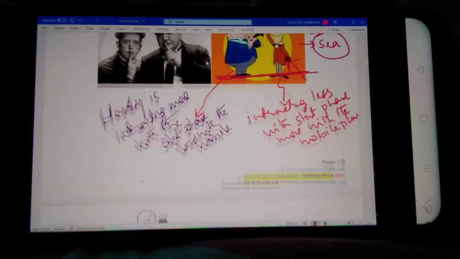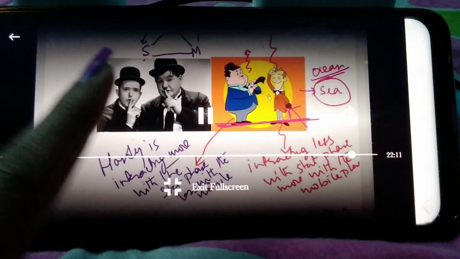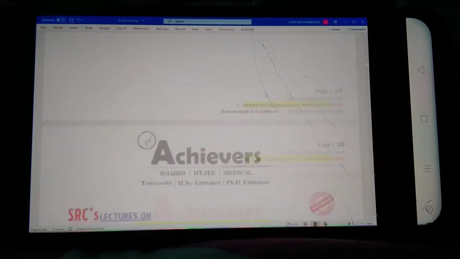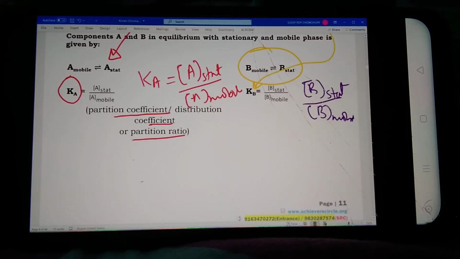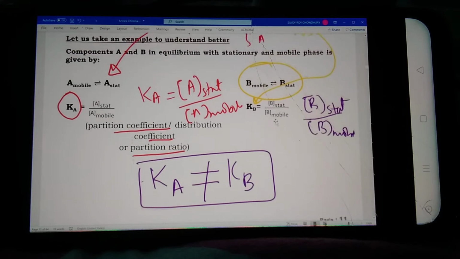That basic understanding is of this differential interaction leading to differential migration. They are saying that because the interaction is not the same, Ka is not equal to Kb, and no two components can have the same partition coefficient, and hence they will be separated.